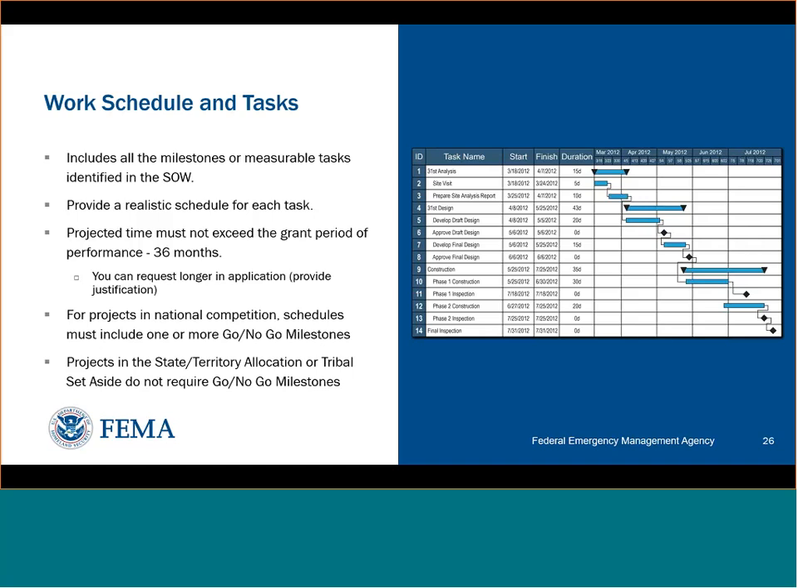So for projects that are in the national competition, your schedule will need to include one or more go, no-go milestones. Now, these essentially are major points in the project where, if you get there and you can't complete it, that pretty much does your project in, if you will. So you'll need to identify key decision points on whether to continue with the project or not. Next slide, please.